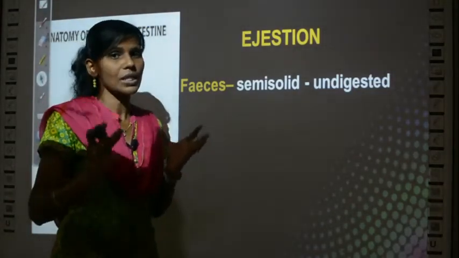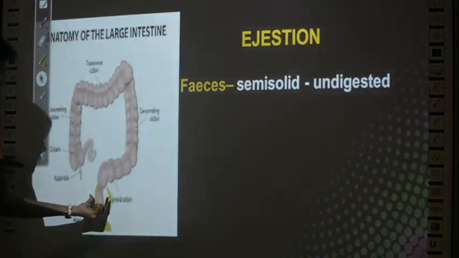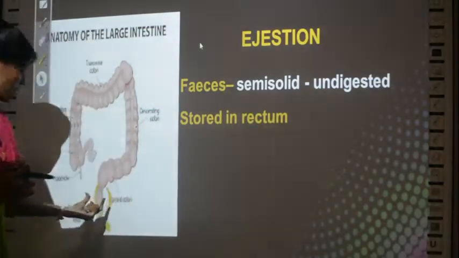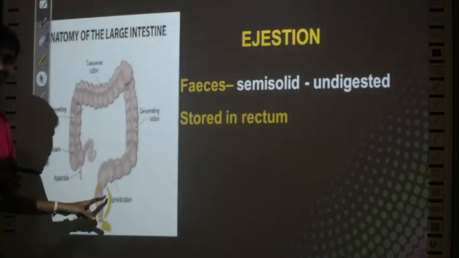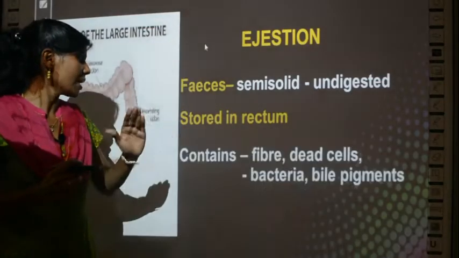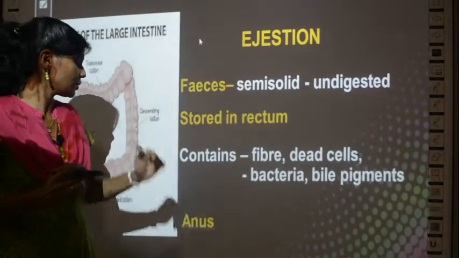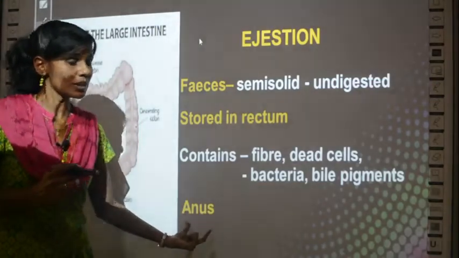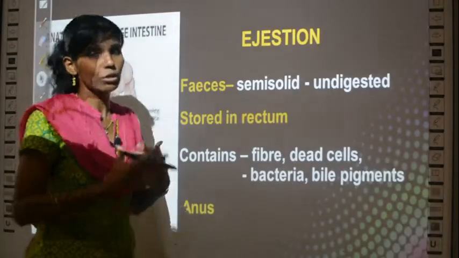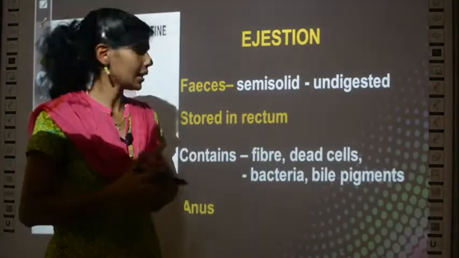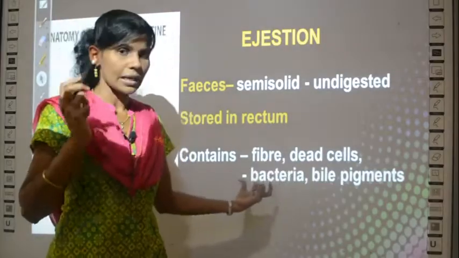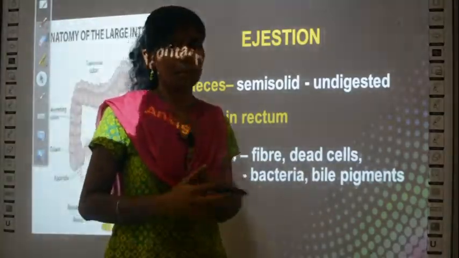Until you pass it out, it is stored in the rectum. Where are they stored? They are stored in the rectum, which is just above the anus. The hole through which the waste material is released out is called the anus. What does the waste material contain? It will have all these substances: fibers, dead cells, bacteria and bile pigments.